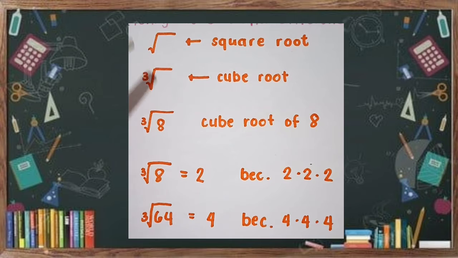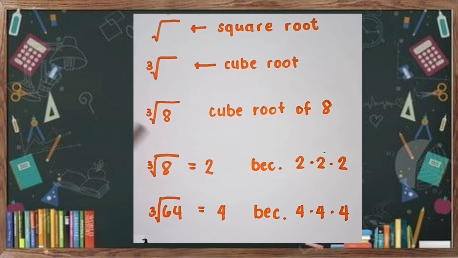Okay, next naman ay this one. It is the mathematical symbol for cube root. So, meaning, yung number 3 dito ay indication that it is a cube root. Next, let's have an example. So, this is a cube root of 8. Yan. So, cube root of 8.